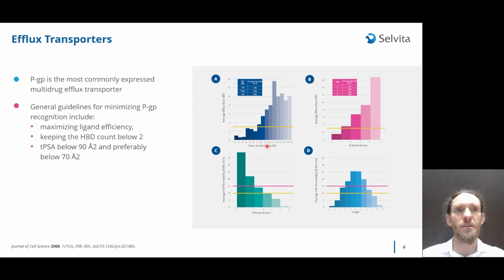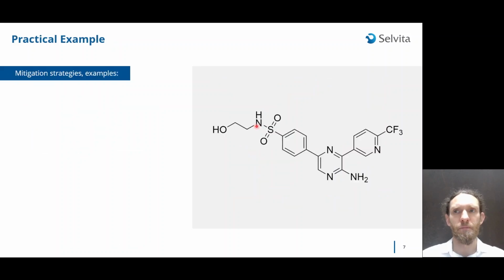We have polar surface area, H-bond donor count, log P, and H-bond donor count for average A to B permeability. So to have a permeable compound that will not be a substrate of efflux transporters, we need to keep the hydrogen bond donor count possibly below 2, and polar surface area below 90, but preferably below 70.